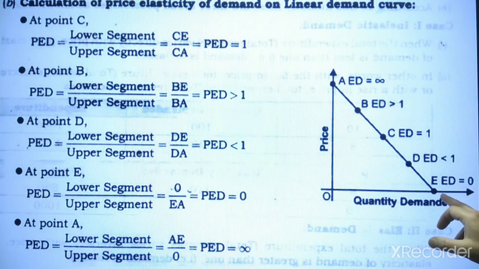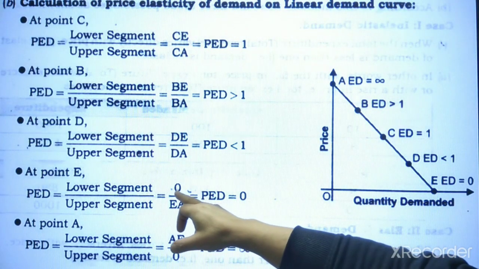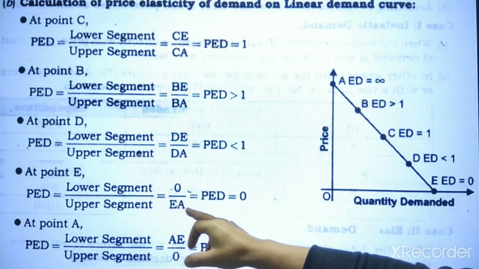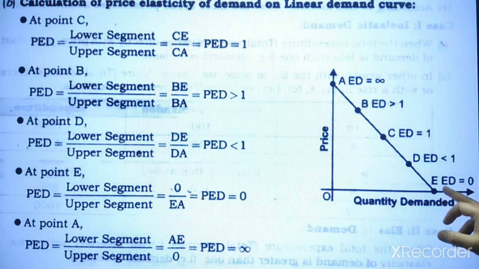Now let's take point E, suppose. What is the elasticity of demand at point E? At E, the lower segment is 0 because this point is on the x-axis itself. So the lower segment is 0 and the upper segment is EA. So 0 divided by anything is 0. So here elasticity of demand is 0. That means this is perfectly inelastic demand.